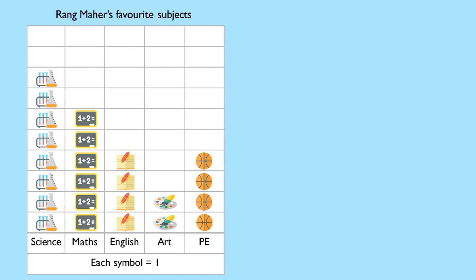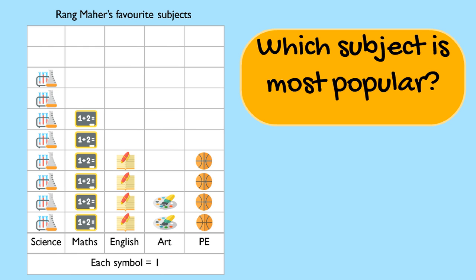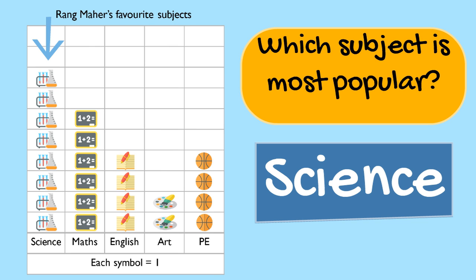Pencil and paper ready. And when you're good to go, we'll go into our first question. So this pictogram is about the favorite subjects in Wrongmar. Your first question is, which subject is most popular? Pause the video and write down your answer. Science was the most popular subject, with 8 people voting for it.